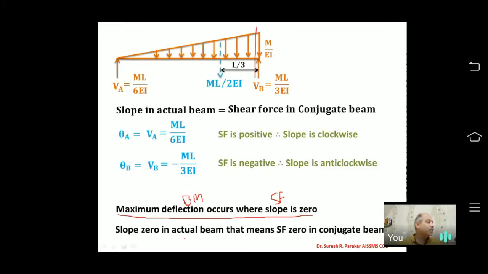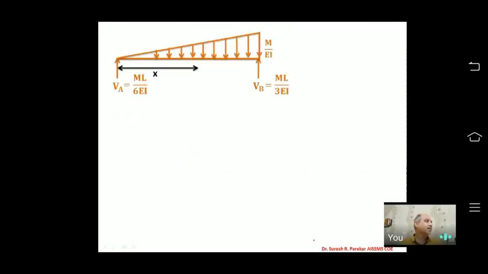So zero slope in the actual beam is equal to zero shear force in the conjugate beam. And now we can go for this. So we have this diagram. Now where my shear force is zero in the conjugate beam, that we have to find. So let us take a distance x, and y will be the ordinate at this point. Then I have to relate x and y, and make the equation only in terms of x. So now I will make the relationship y by x, which is equal to M upon EI divided by L. So y I will get as Mx upon EIL.